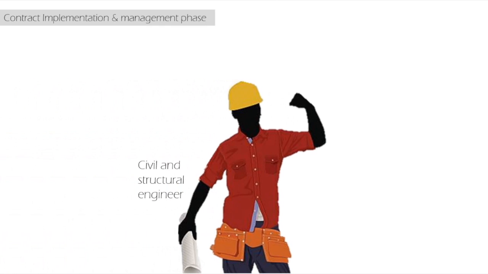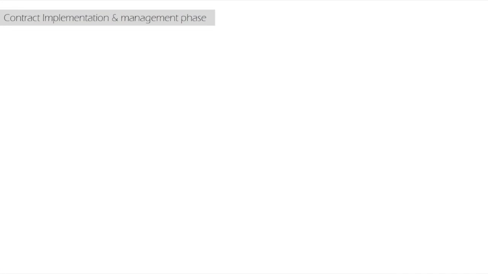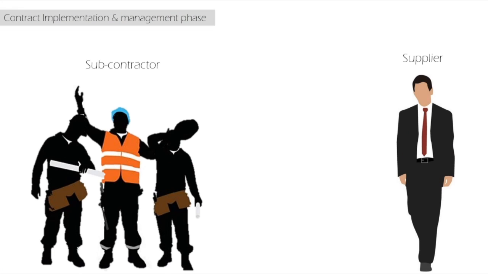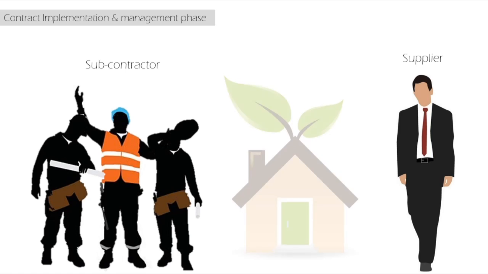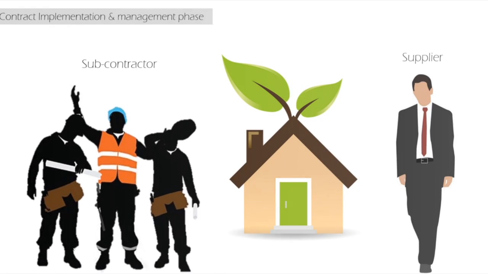The civil and structural engineer will test the construction material to determine the quality and strength of the foundation, concrete, and steel used in the construction. The contractor must ensure that the subcontractors and suppliers are aware of and follow the environmental requirements associated with green building products. After that, the construction starts officially.